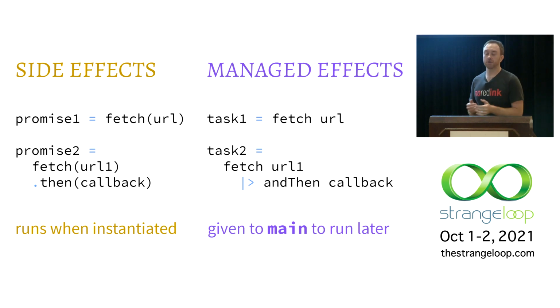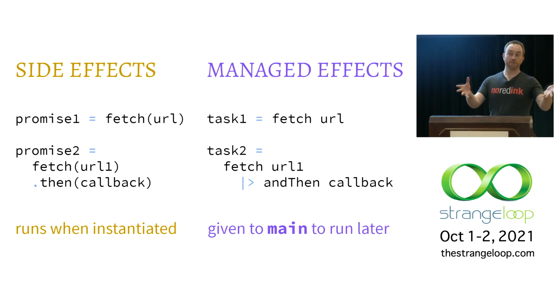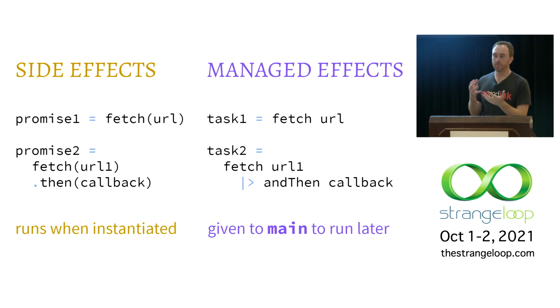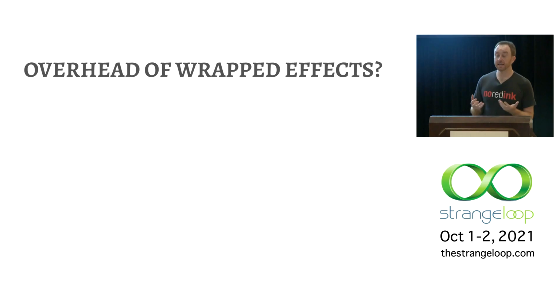Now, one important difference when it comes to performance is that you do have to do this for all effects. So in a language that supports side effects, you don't have to have a promise for everything. Sometimes you can just have a normal function call that does side effects. Whereas in a language with managed effects, every single effect is done in this way with this promise-like wrapper. So really, the question comes down to, what is that overhead? If we have to have this wrapper around all of our effects, like promise or task, whatever the case may be, how significant of an overhead is that for the language?